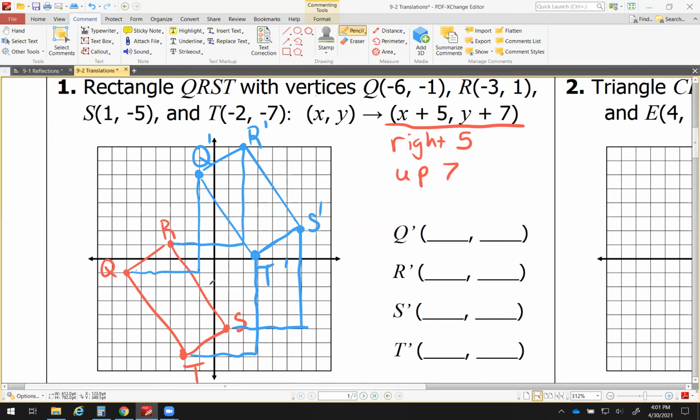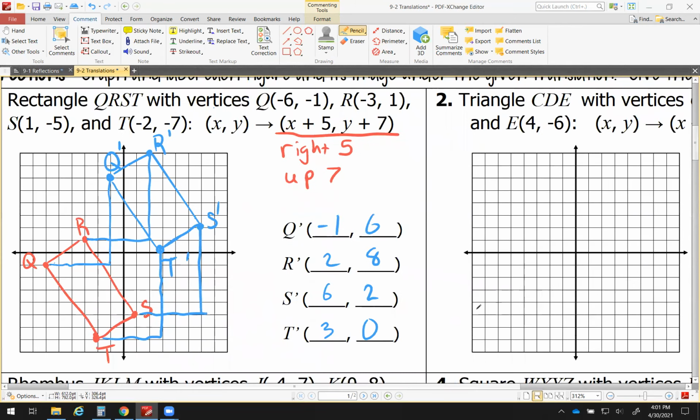Okay, so reading off of the graph, Q prime has coordinates -1, 6. R prime is at 2, 8. S prime is at 6, 2, and T prime is at 3, 0. Okay, so that's kind of the graphical way to do it.